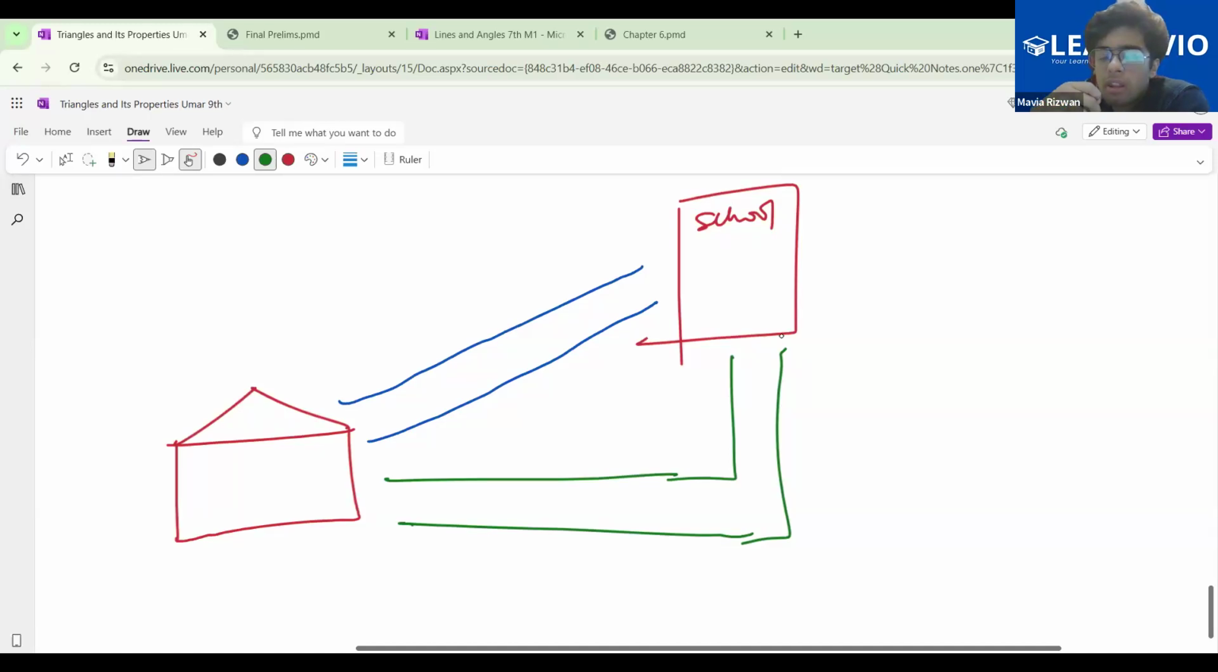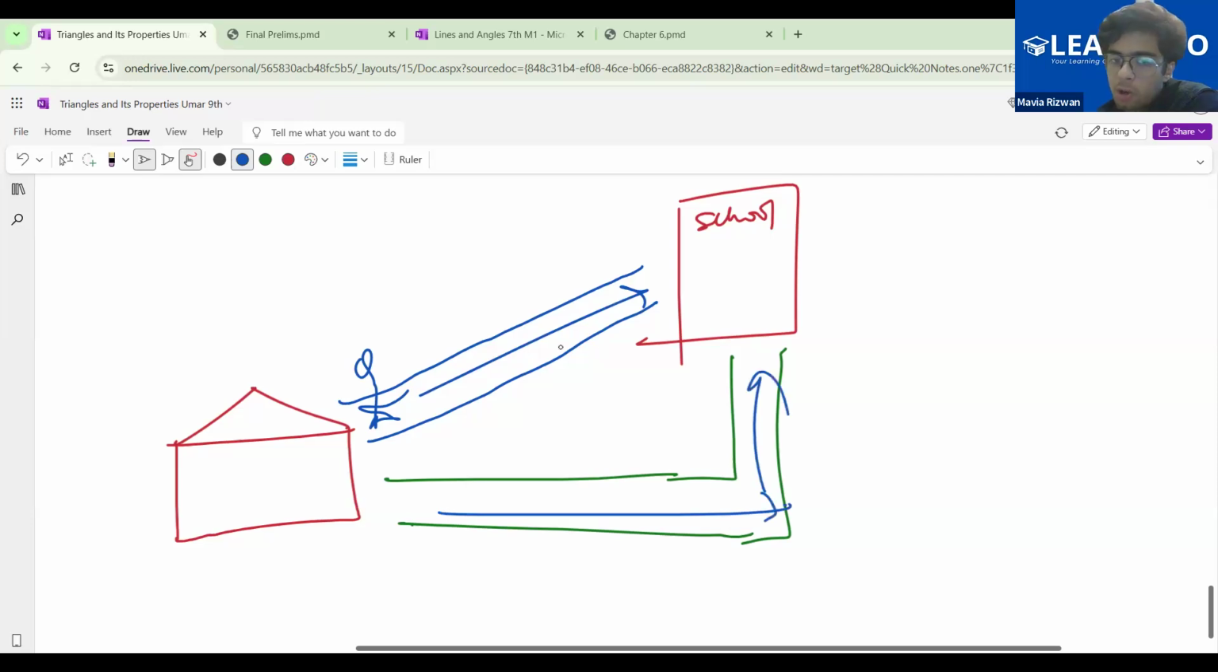The blue path. Akmal, which way will you choose? The green. Why the green? The blue is direct, right? Of course, you choose blue because blue is direct. Green is very long. See, this is direct. For the other, first you have to go like this, then like this. Blue is shorter. Of course, this is common sense.